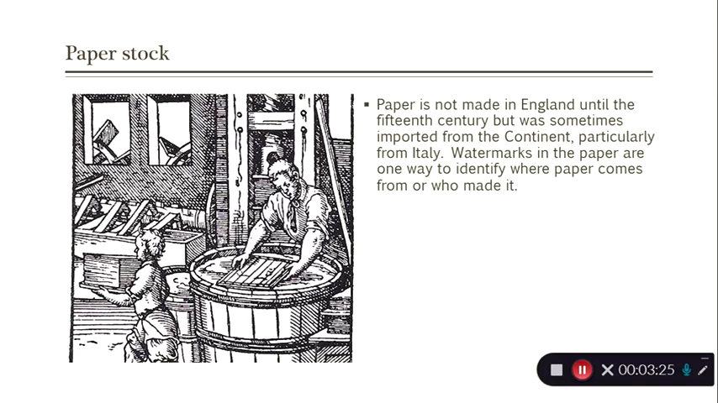Now we're on to paper stock. You can see this man making paper here with his little, sort of almost like a window screen thing they used that was metal that they would dip into vats of hot cloth that had been boiled down. So paper originally was made out of linen, among other things, which is why early paper is so durable. Anyway, paper is not made in England until the 15th century, but was imported from the continent, particularly from Italy. Watermarks in the paper are one way to identify where the paper comes from or who made it. And I'm going to get to watermarks in a second. But here you've got a picture from Joost Amman's book of trades showing the paper maker at work.